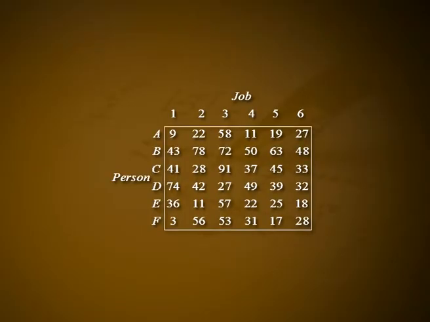Problem 3. Solve the assignment problem represented by the following effectiveness matrix: jobs and persons. Jobs 1, 2, 3, 4, 5, 6; persons A, B, C, D, E, F. The costs for A are 9, 22, 58, 11, 19, 27; for B 43, 78, 72, 50, 63, 48; for C 41, 28, 91, 37, 45, 33; for D 74, 42, 27, 49, 39, 32; for E 36, 11, 57, 22, 25, 18; and for F 3, 56, 53, 31, 17, and 28.